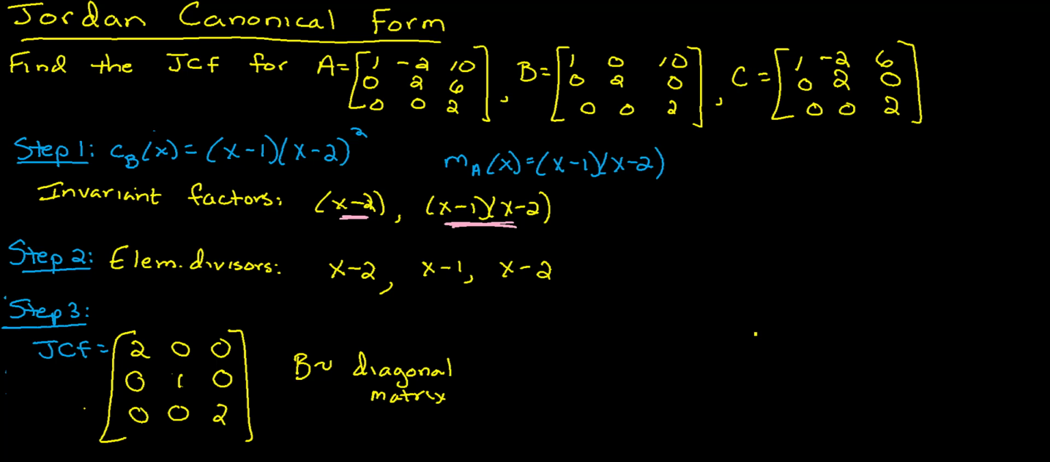And if we go through the steps for matrix C, recall that matrix C had the same minimal polynomial, so I'll just write that there. The minimal polynomial for C was the exact same thing. That means it's going to have the exact same invariant factors and elementary divisors, and so the Jordan canonical form for matrix B and matrix C will be the same.